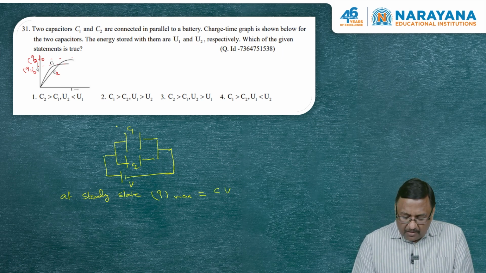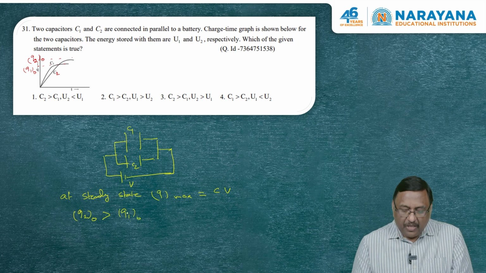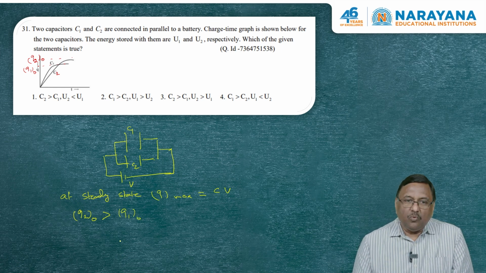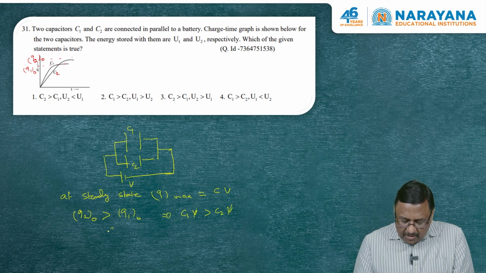Here, the diagram is indicating that Q2 optimum is going to be more than Q1 optimum. Optimum charge I am writing as C into V. So what we can say from here is that C1 into V is going to be more than C2 into V. That simply gives you a clear picture. C1 is going to be more than C2.